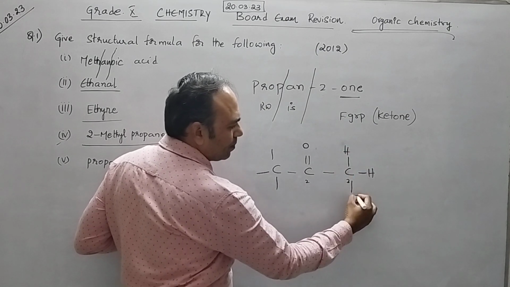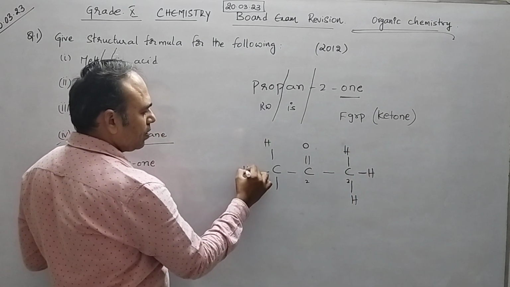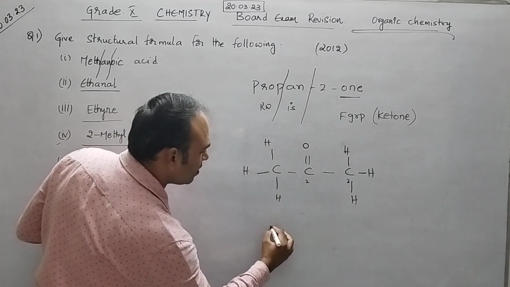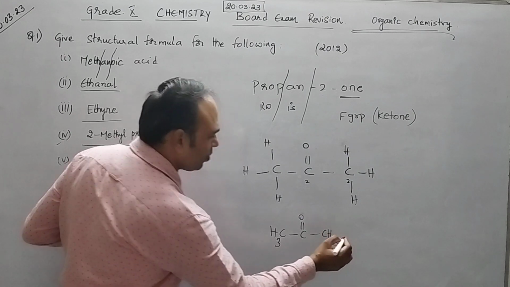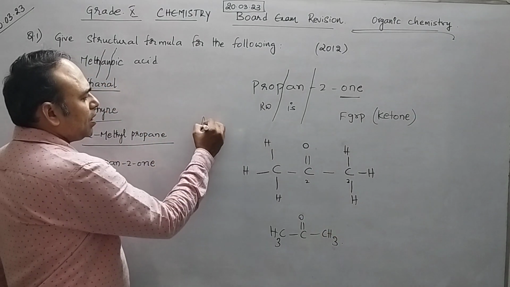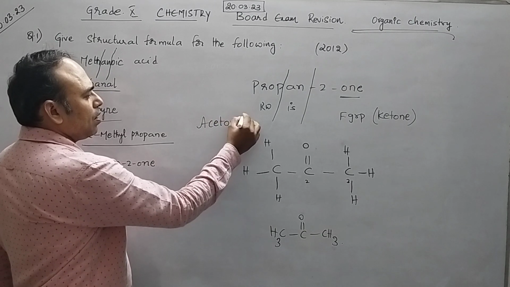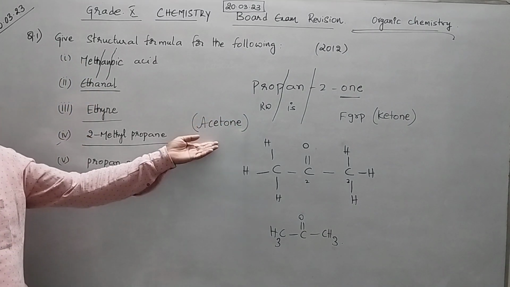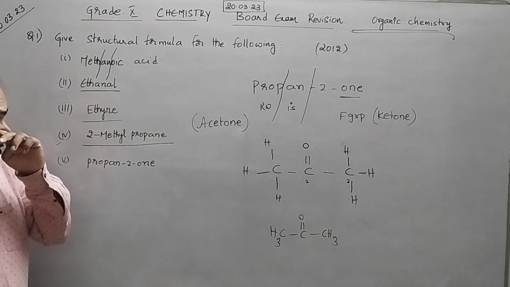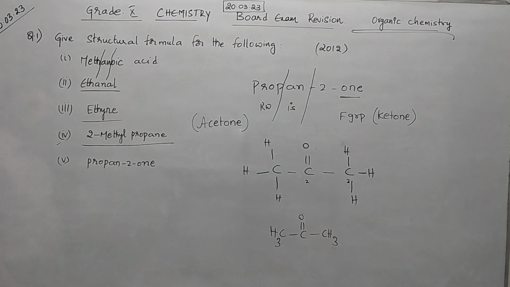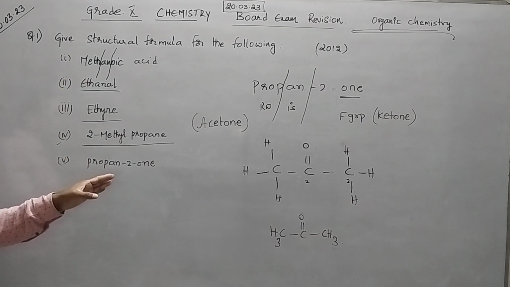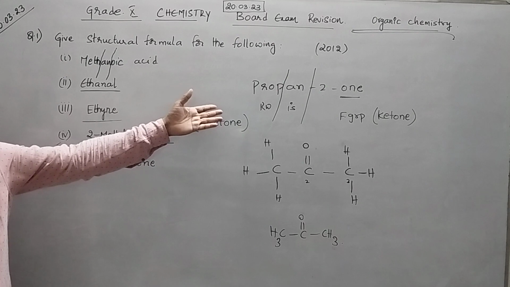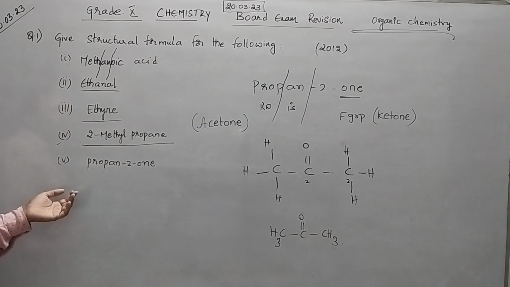Valency is satisfied. Write the hydrogens. If you write the condensed structure, it is nothing but CH3, CO and CH3. For your information, the common name is acetone. For 1 mark, the nail polish remover is nothing but acetone. Hope you have understood this. So this way you can write the structural formula if they give you the names. The second type is if they give you the particular structure, you can write the names also. We will discuss that. Let's move to question number 2.